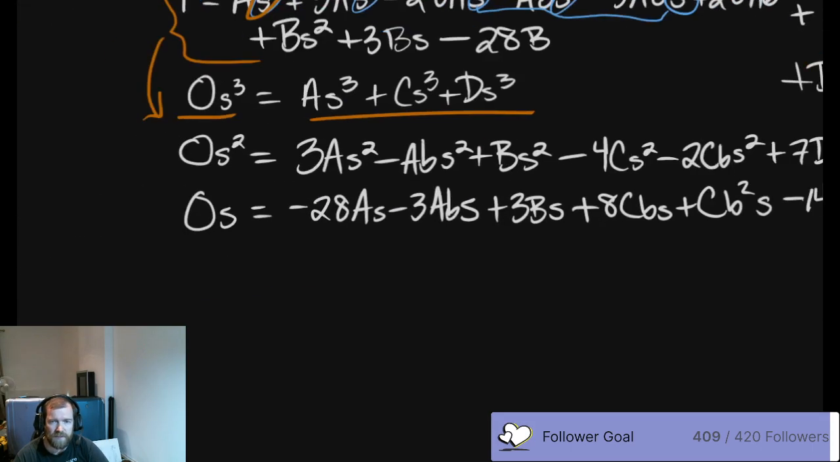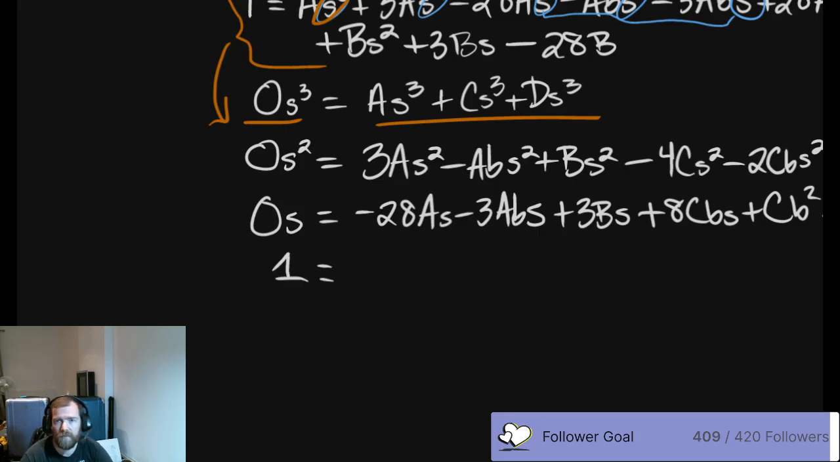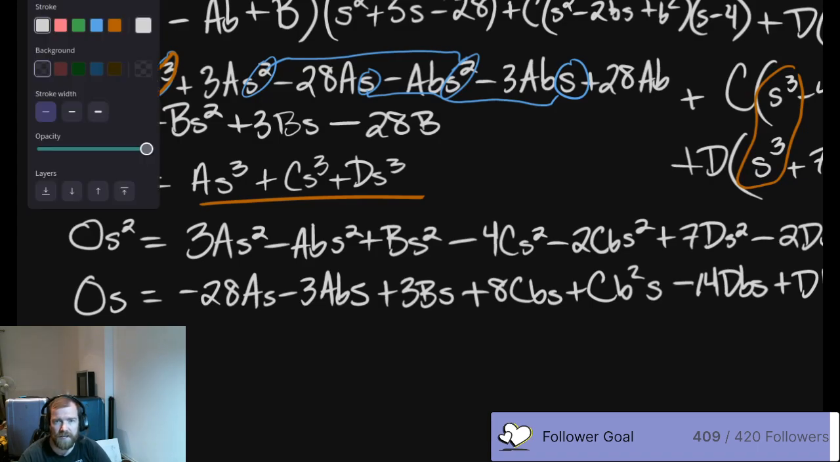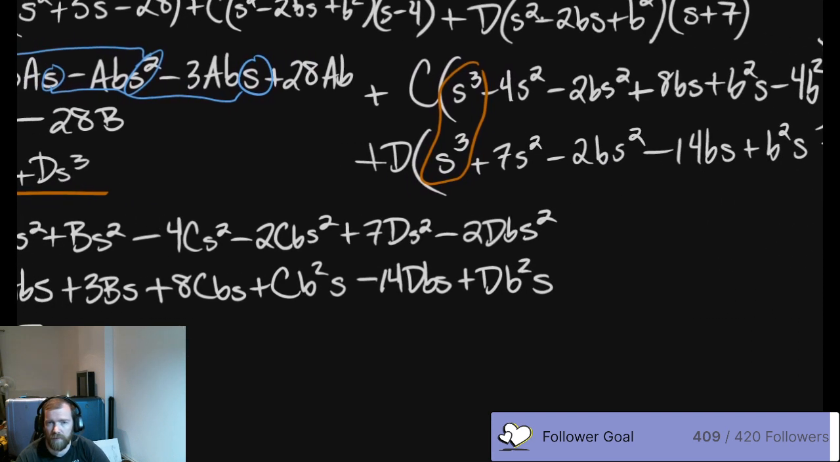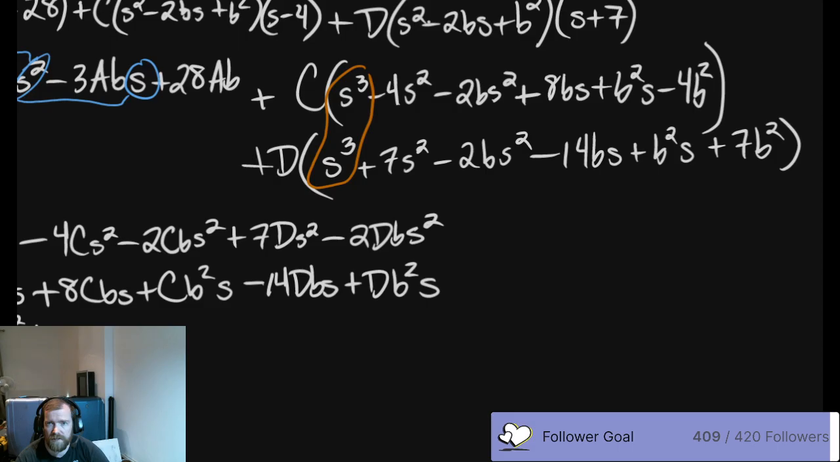Okay, now we got something that's slightly different. The constants. On the left-hand side, the constant is 1. On the right-hand side, the constants, i.e. those things that don't have s's, are going to be a 28a lowercase b minus 28b, big B, followed by a minus 4b squared plus 7b squared.